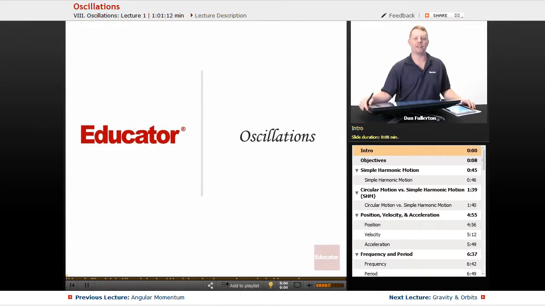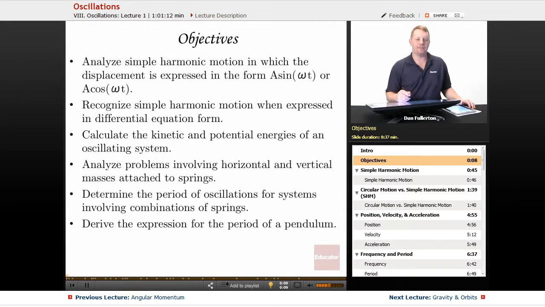I'm Dan Fullerton, and in this lesson we're going to talk about oscillations and simple harmonic motion. Now, our objectives include analyzing simple harmonic motion in which the displacement is expressed in the form a sine omega t or a cos omega t, recognizing simple harmonic motion when expressed in differential equation form, calculating the kinetic and potential energies of an oscillating system, analyzing problems involving horizontal and vertical masses attached to springs, finding the period of oscillations for systems involving combinations of springs, and deriving the expression for the period of a pendulum, both an ideal pendulum and now for the first time a physical or real pendulum.